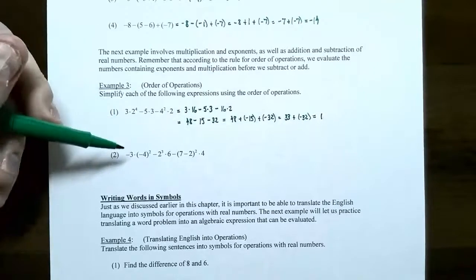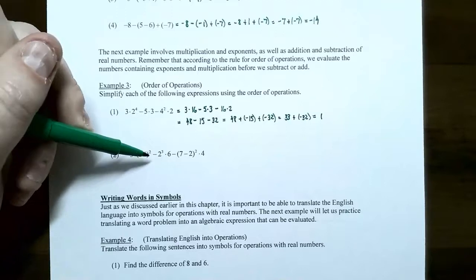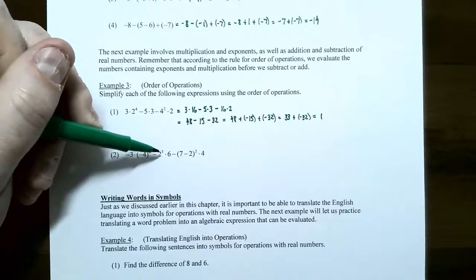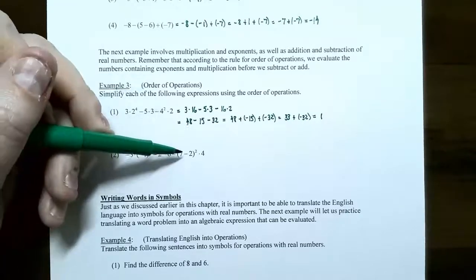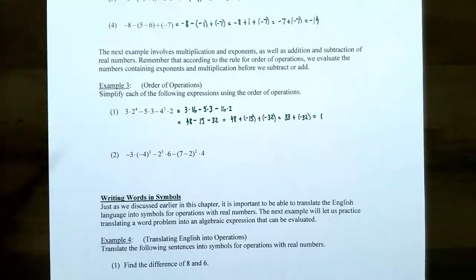You have negative 3 times negative 4 in parentheses squared. Subtract 2 raised to the third power times 6. Subtract parentheses, 7 minus 2, all in parentheses, that's being squared, then times 4.